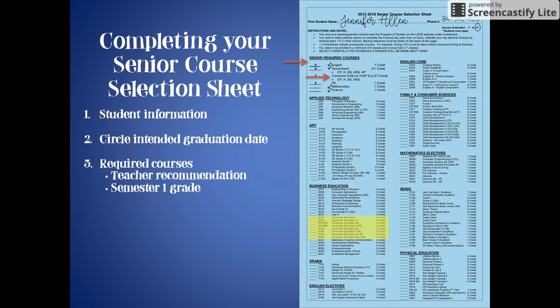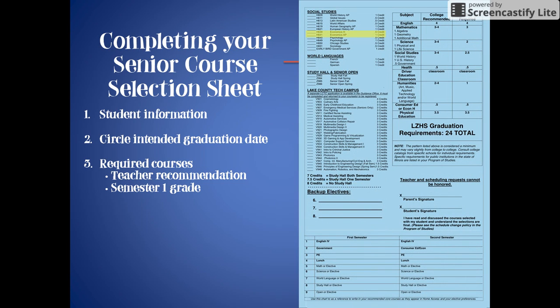For your consumer ed requirement, you have the option to take any of the consumer ed options in addition to econ. The consumer ed options are listed in the business education department. The options are CP, honors, early bird, and blended learning. If you have any questions about the difference, please talk to your counselor.